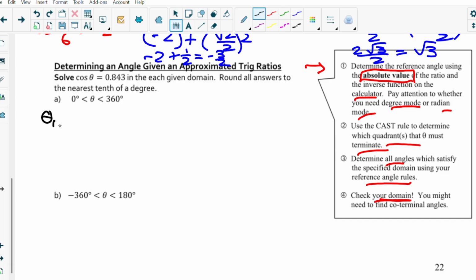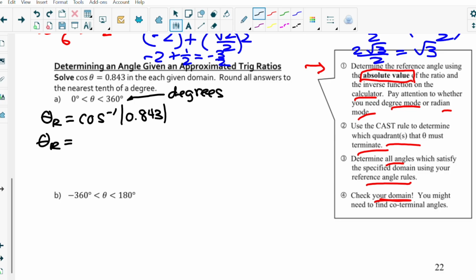So just get into the habit. Theta r equals inverse cosine, so we need that angle, the absolute value of 0.843. Okay, use that inverse cosine value there. This is in degrees, so you want to be in degree mode. So I get 32.5417 degrees.